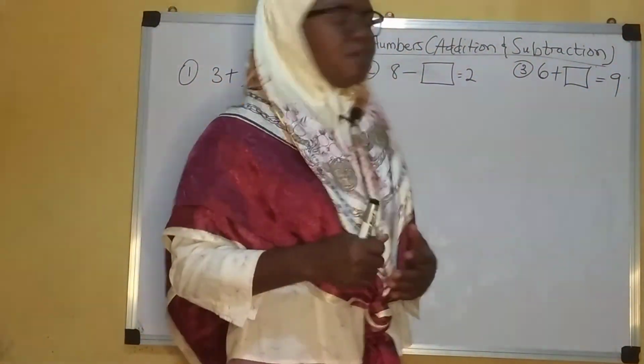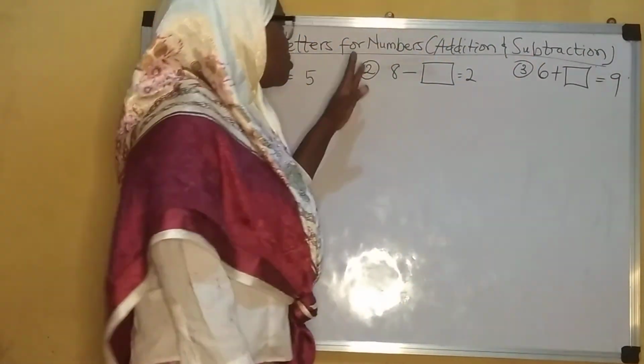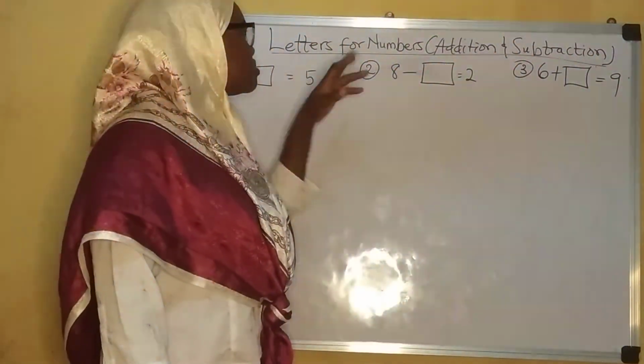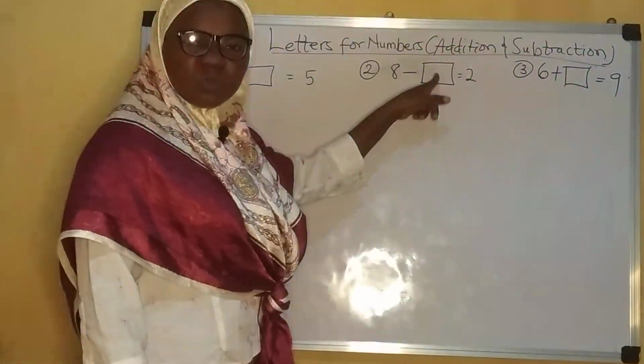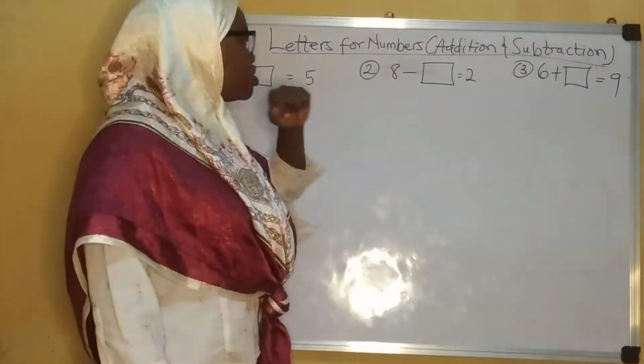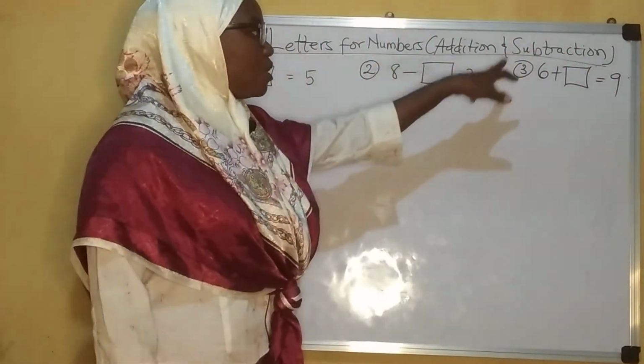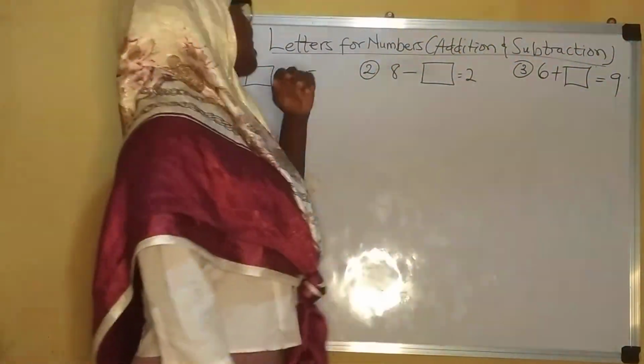All right, thank you. Now we want to look at letters for numbers. What does that mean? We want to see how we represent certain unknown values with letters, such that we'll be able to work with addition and subtraction operation. Now let's look at this first example.